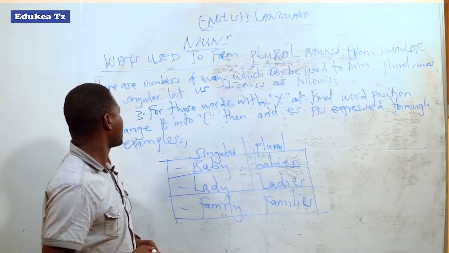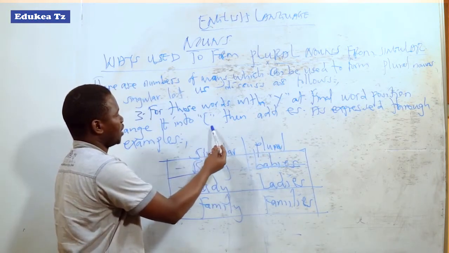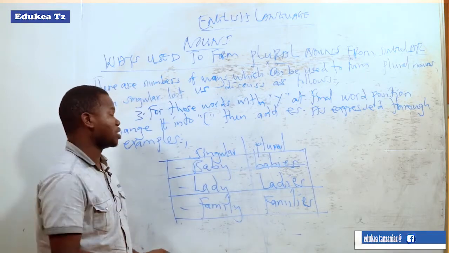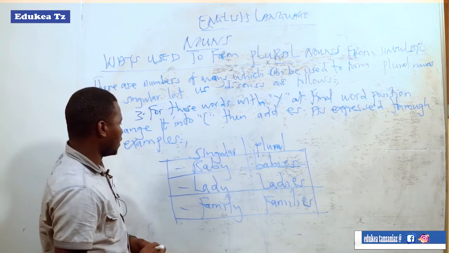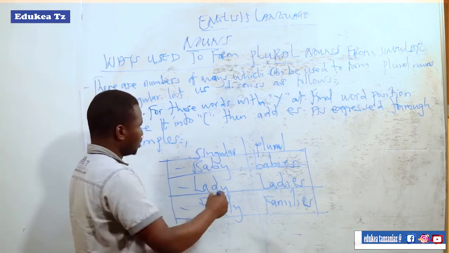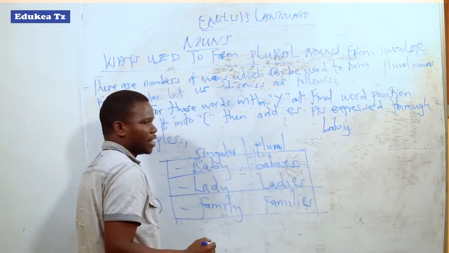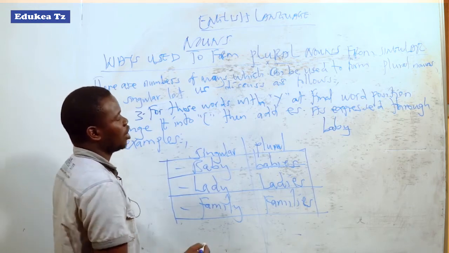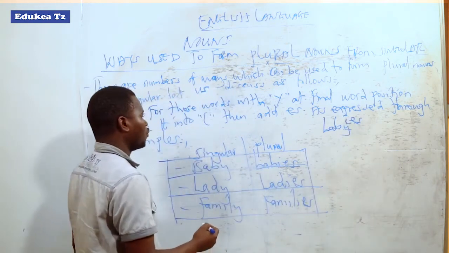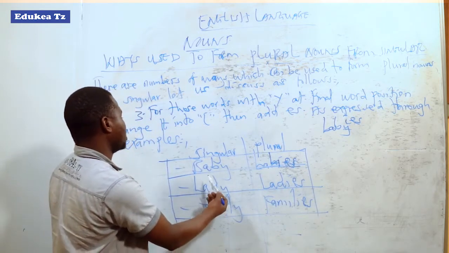Yes, another way is for those words with the y sound at the final word position: change the y into i, then add es, so as to make them plural, as expressed through examples. So we have singular form and plural. First example, we have the word baby. This baby is singular. As a principle, this word baby has y at the final word position. The principle says we have to change this y into i, then we add es, with the result of having the word babies. So this babies is the plural form of the word baby.